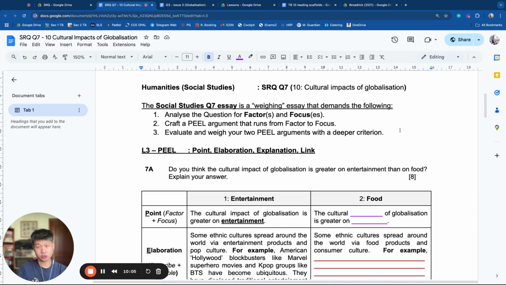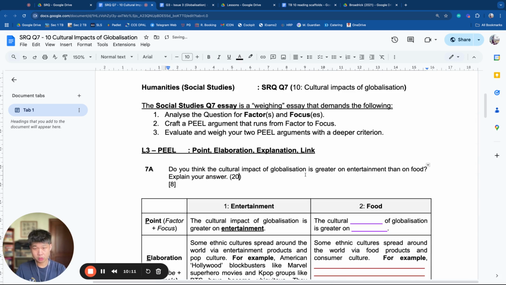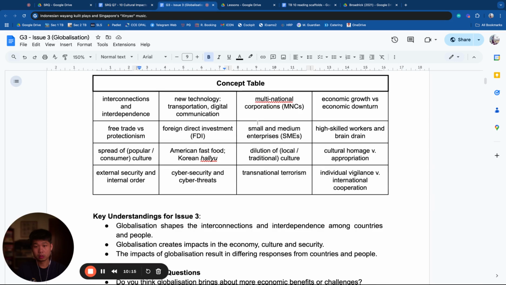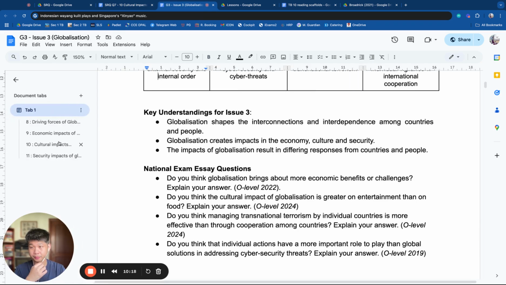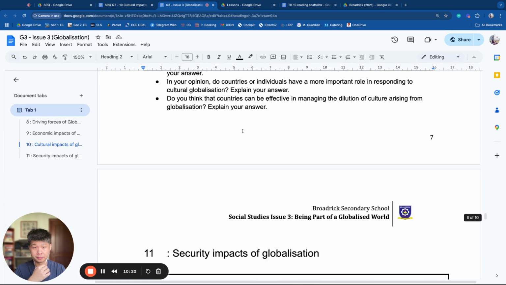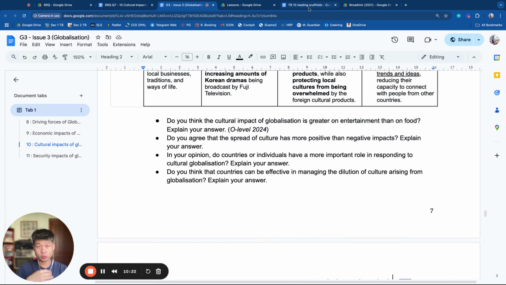So I'm just gonna jump straight into the essay question, which is actually an O level question. Let me just edit this here. So it's the 2020. Is it the 2024? Yeah, it was actually the 2024 O level question. So wow, last year, Happy New Year, everyone.